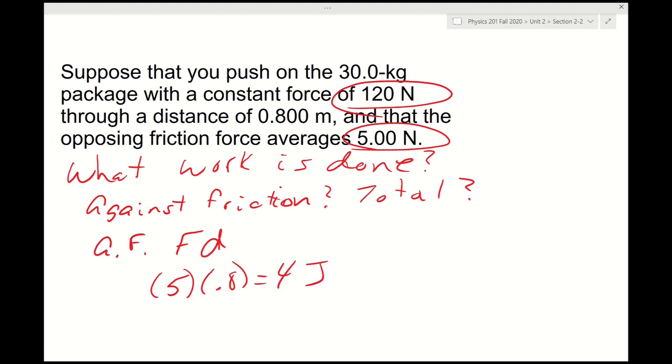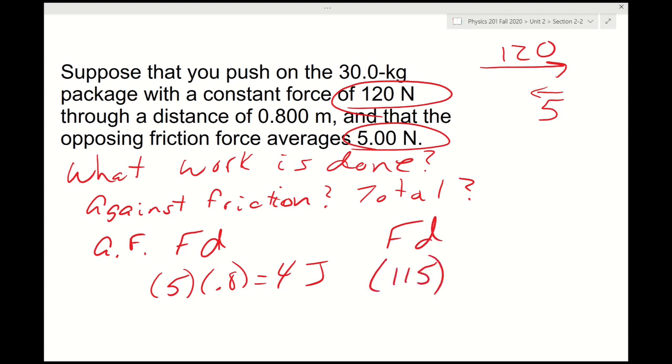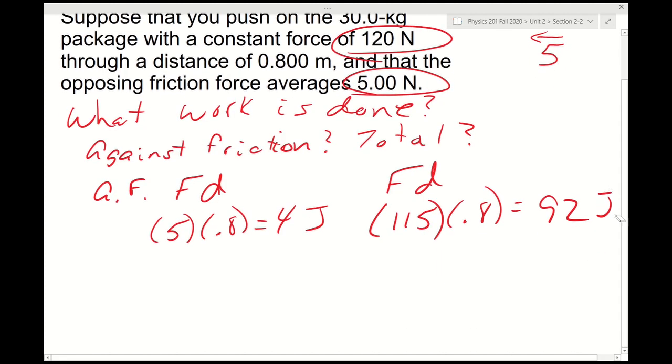But that means, since we have 120 Newton force total, if we said we applied 120 newtons that way, and 5 of those newtons were overcoming friction, what happened to the rest? Well, that work, which is going to be 115 newtons applied still over 0.8 of a meter, is 92 joules. Well, where did those 92 joules go? You used 4 joules in overcoming friction, so your total is just the two added together, or 96.